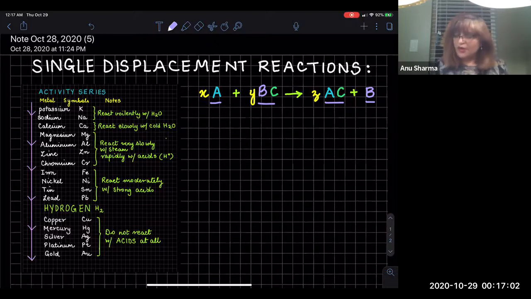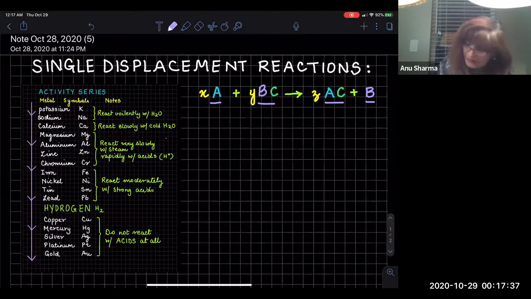On the right hand side, as you can see, we have an element A. This is just a metal, and it is reacting with another compound, an ionic compound, BC. So this is just a general scheme in which A is going to break the bond of B and C, and it is going to liberate B and attach to the anion of C. Okay, so this is a very general scheme, and let's look at some of the examples and some of the reactions and whether they are going to work or not.